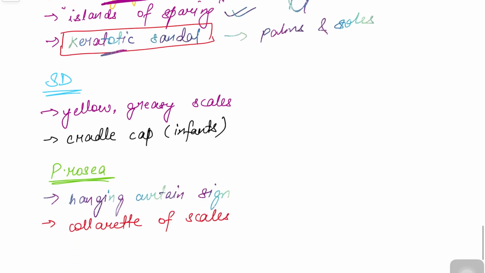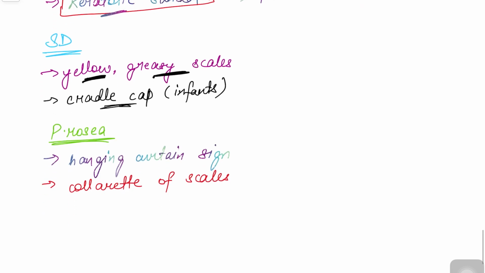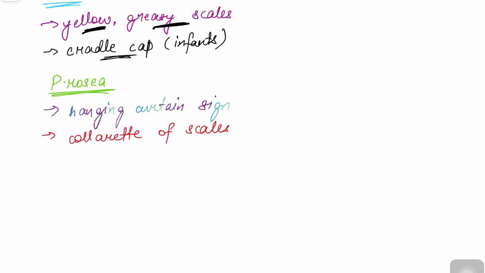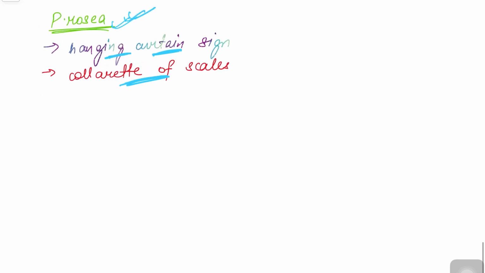A few words about seborrheic dermatitis. Seborrheic dermatitis has yellow greasy scales. Also in case of infants, characteristically we see the cradle cap appearance, which can be seen on the scalp. Then in case of pityriasis rosea, we see a hanging curtain sign or collarette of scales that are present in the annular lesions, which are mostly present on the trunk in case of pityriasis rosea.